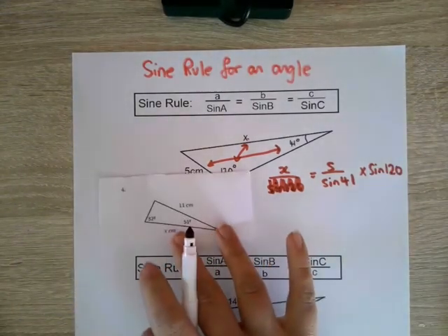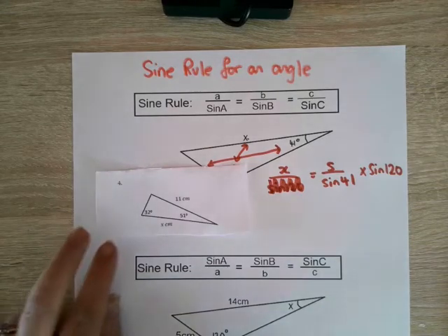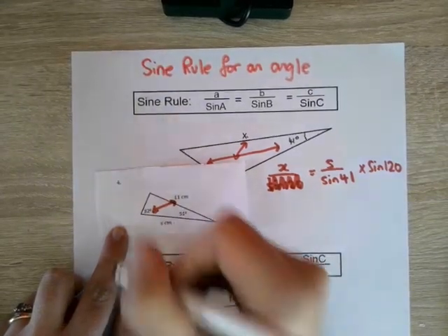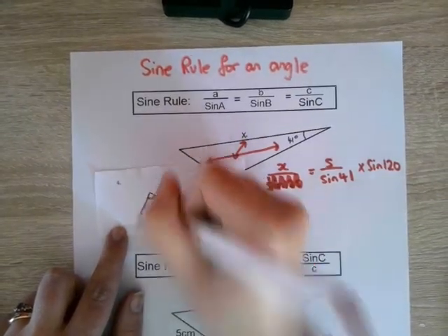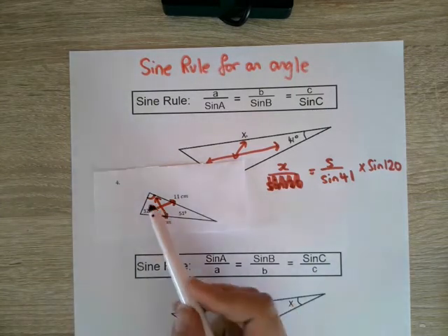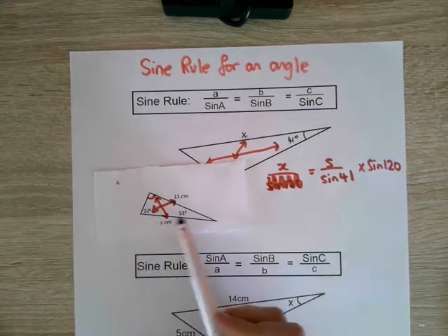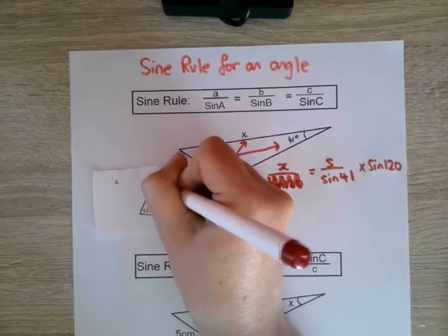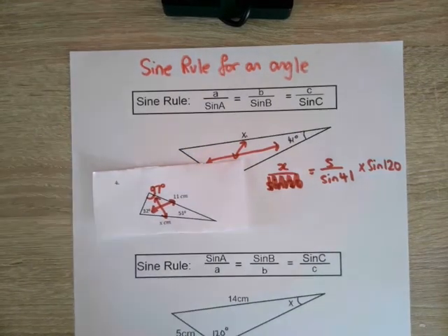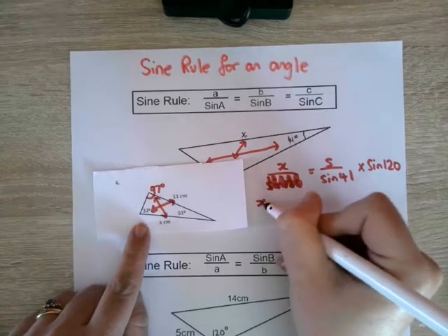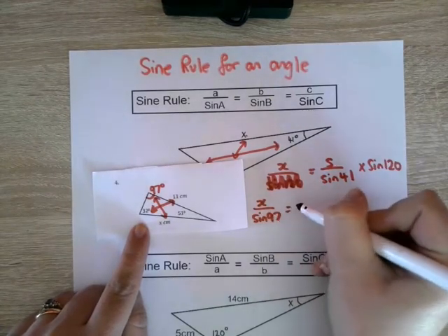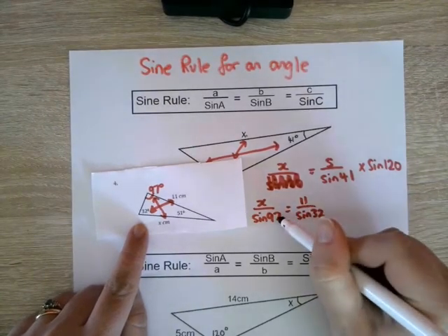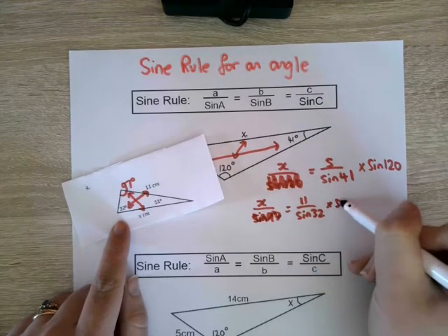I also quite quickly wanted to go over this question here, which was the last one that you did yesterday. These two are opposites here, and x is actually opposite this angle here at the top. So the first thing you'd have to do is work out what that angle at the top is, using the fact that angles in a triangle add up to 180. This makes the angle at the top 97 degrees. After that, you would carry on in the same way as before: x over sine 97 equals 11 over sine 32. Then you would work that out and times it by sine 97 to get x.